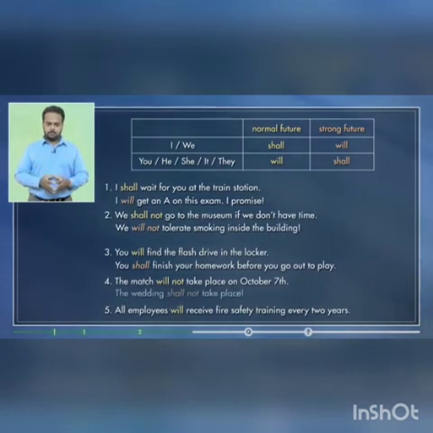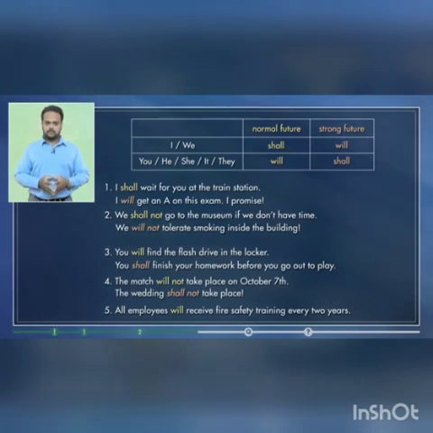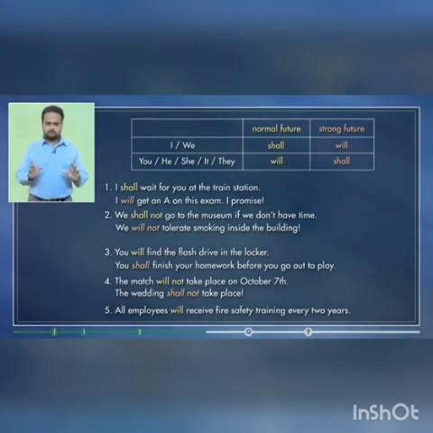The next example is, the wedding shall not take place. Compare this to the previous sentence. The match will not take place on October 7th. Why? Maybe because of weather conditions or other scheduling problems. But the strong future sentence is very different. When I say the wedding shall not take place, I'm saying I won't allow the wedding to take place. I will stop the wedding.